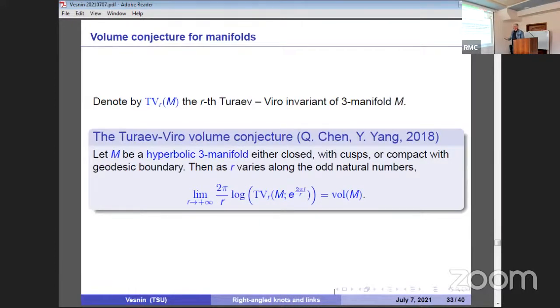So let us consider a three-dimensional manifold as closed, or punctured, or compact with a geodesic boundary. All of these possibilities are okay. And we calculate the Reshetikhin-Turaev invariant with parameter R, at the point 2 pi i over R. So we calculate these numbers, take the logarithm, and take a limit when R tends to infinity along all natural numbers. A conjecture in this case is that you obtain the limit, the volume of this manifold.